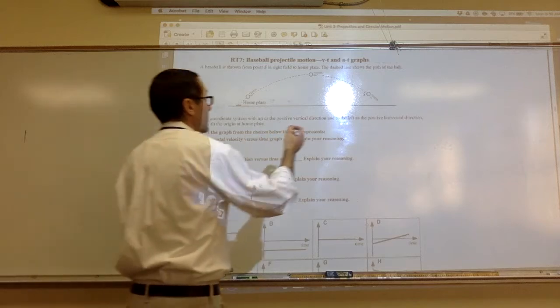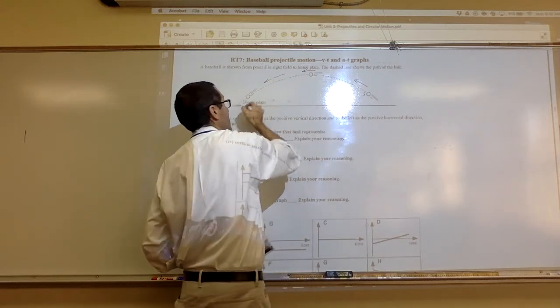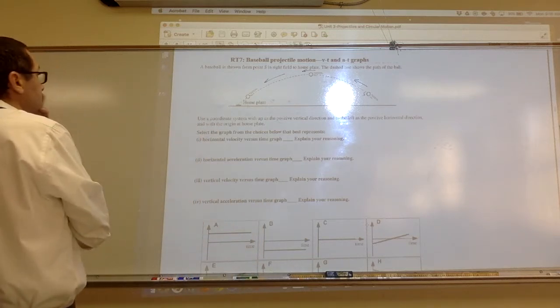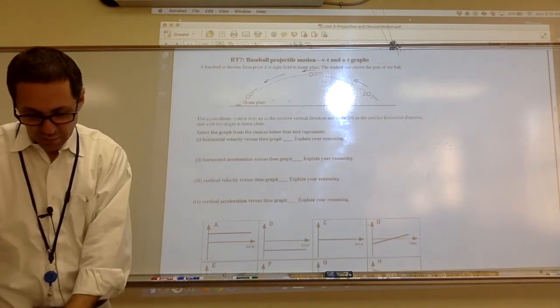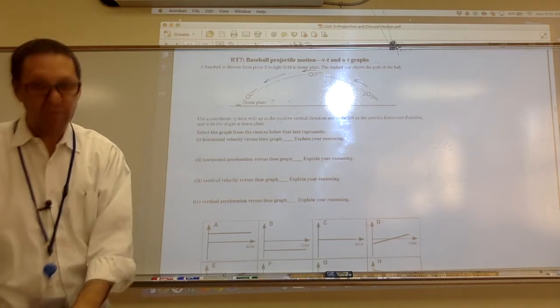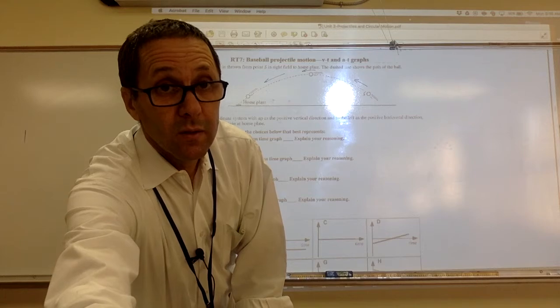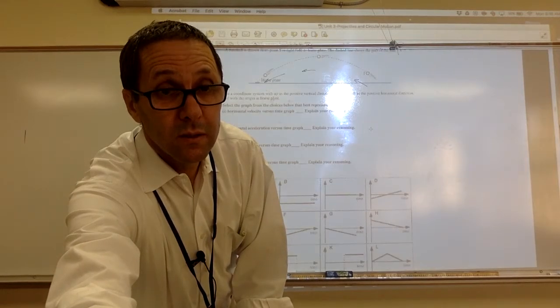So in this case here, we're going in this direction, right? So the ball does this. It's going to land here. Select the graph from the choices below that best represents horizontal velocity versus time. So I can't see the whole thing. So horizontal velocity versus time. It should be graph... actually, let me just minimize this. Still can't see it.